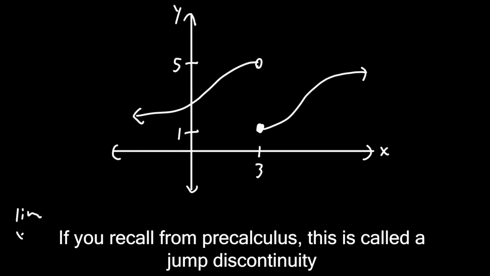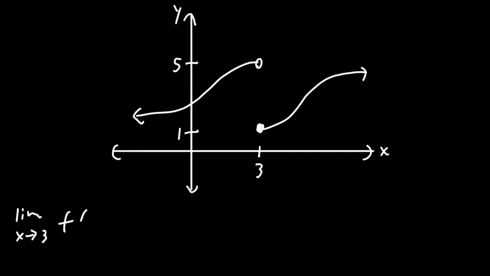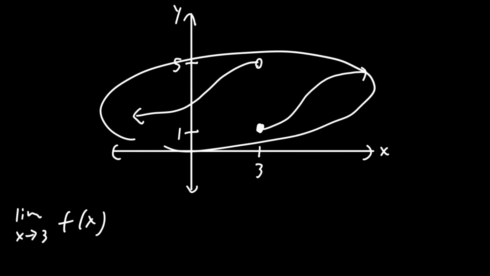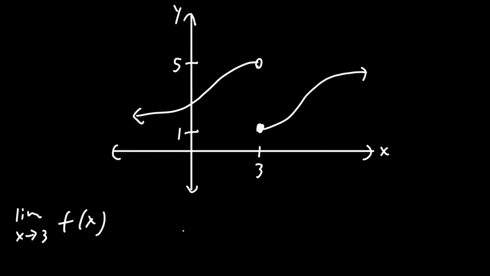So that's our solution. Now this one's a little bit trickier. Let's evaluate the limit as x approaches 3 of f of x, where f of x is the function right here. First, we need to find the left-sided limit. Now let's approach x equals 3 from the left side. As we get closer and closer to x equals 3, we approach this point right here. This is at y equals 5. So therefore the left-sided limit is going to be 5.